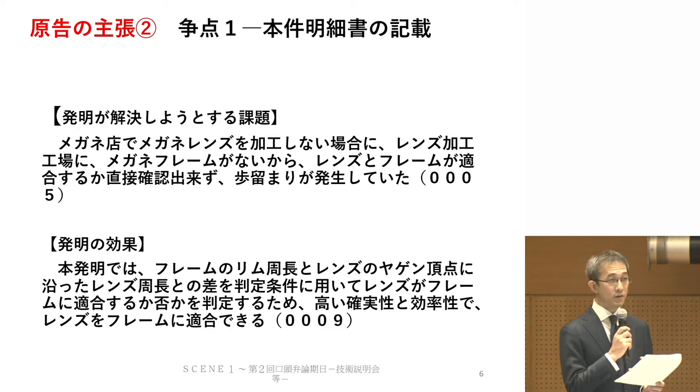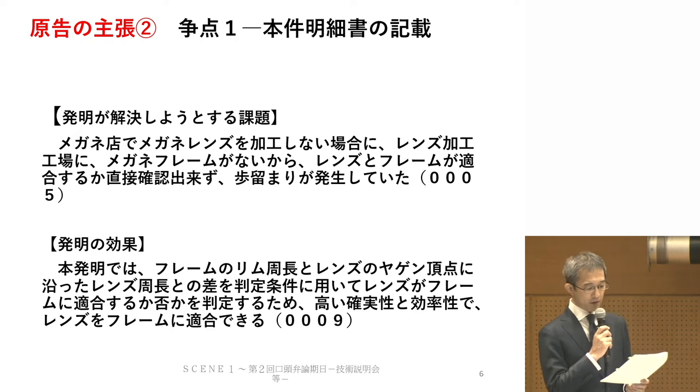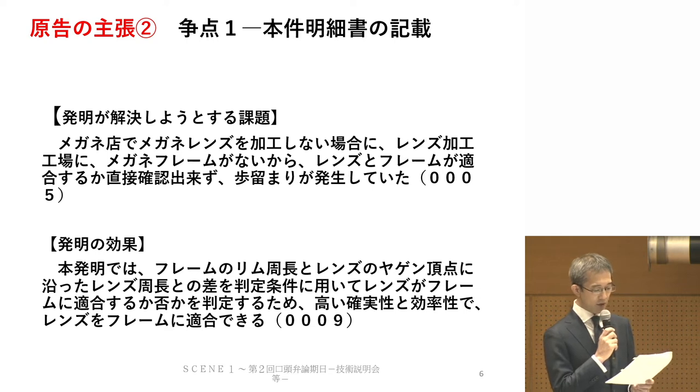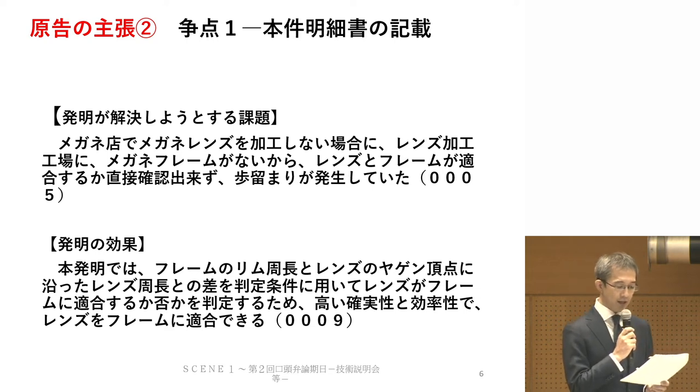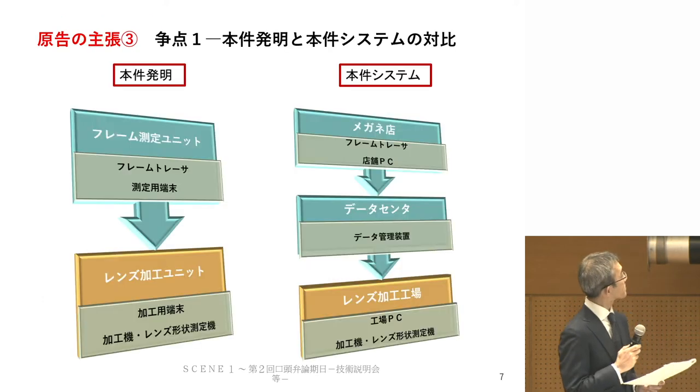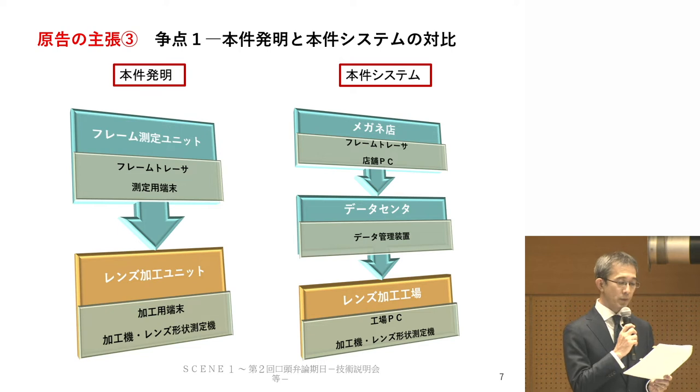As a means to solve this problem, this invention focused on the fact that the lens can be accommodated to the frame thanks to the flexibility of the frame. If the difference between the limb circumference length along the groove of the frame and the lens circumference length along the bevel top of the lens is within a predetermined range, by determining whether the lens will fit the frame using the gap between the limb circumference length and the lens circumferential length as a decision criterion, this invention provides a spectacle lens edging system that allows the lens to be fitted to a frame with a high degree of certainty and efficiency.